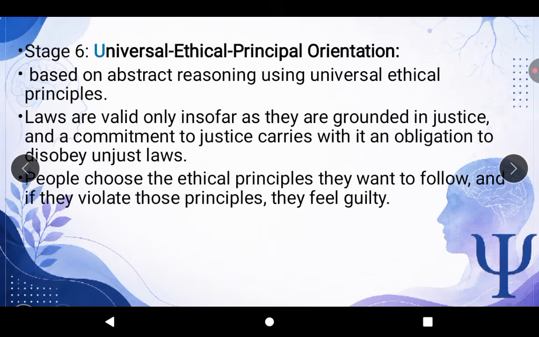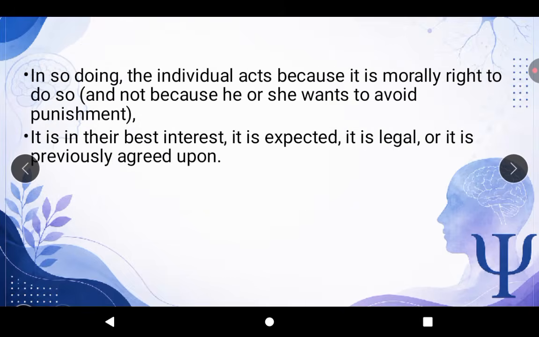of a particular citizen. Laws are valid only insofar as they are grounded in justice, and the commitment to justice carries with it an obligation to disobey unjust laws. People are able to choose the ethical principles they want to follow, and if they do not want those principles, they're able to violate them, and in the end they will feel guilty. In that rationale, an individual will act because they know it is morally right, and will avoid the act so that they are not punished. But if it is legal and in their best interest, they're able to do it and also obey or protect the law.